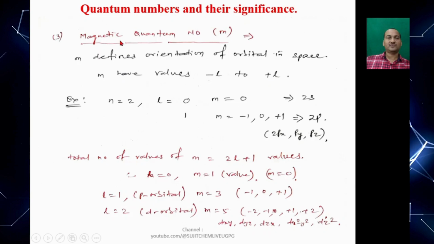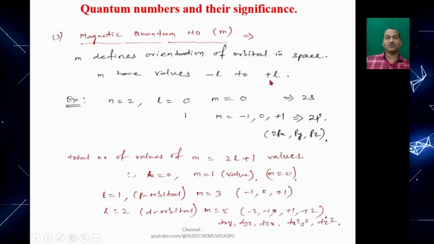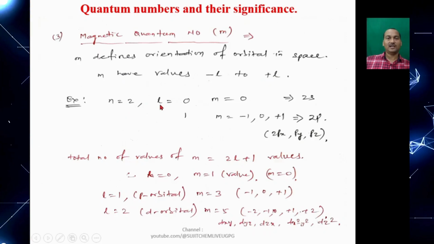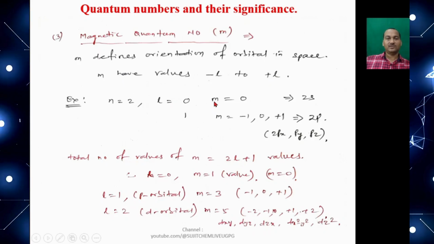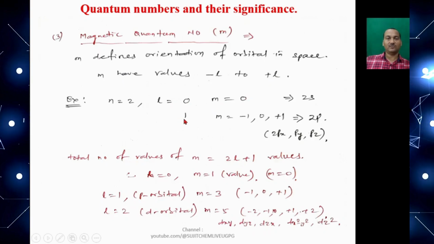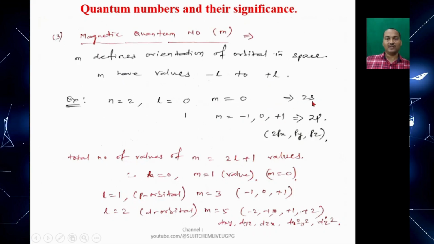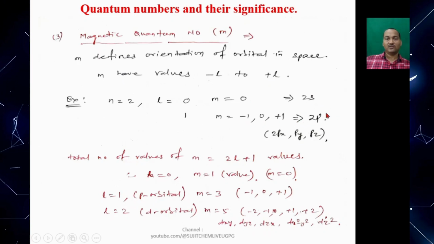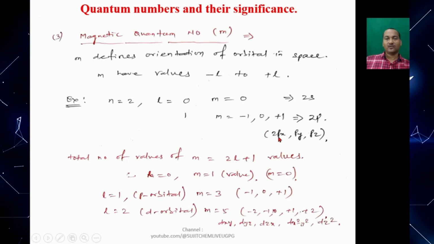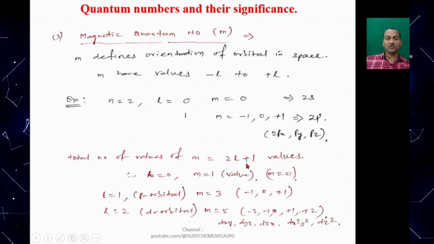Let's talk about the next quantum number, the magnetic quantum number m. m defines the orientation of the orbital in space. m has values starting from minus l to plus l. When n equals 2, l can have values 0 and 1, as we know. When l equals 0, m will have the value 0. When l equals 1, m can be minus 1, 0, and plus 1. So m equals 0 means the 2s orbital, and m equals minus 1, 0, plus 1 means the 2p orbitals. That's why we have three 2p orbitals: 2px, 2py and 2pz. The total number of values of m is equal to 2l plus 1.